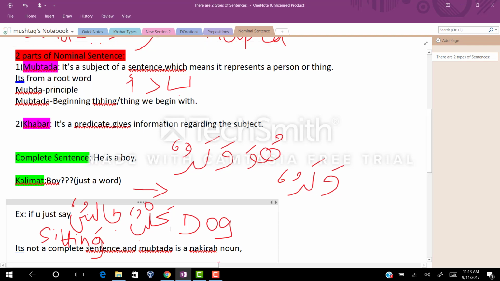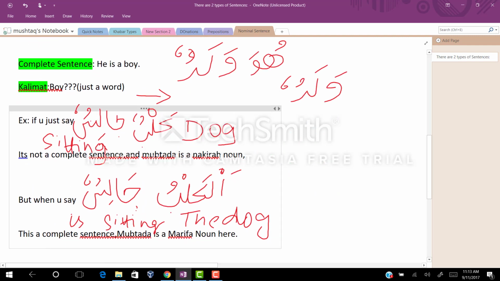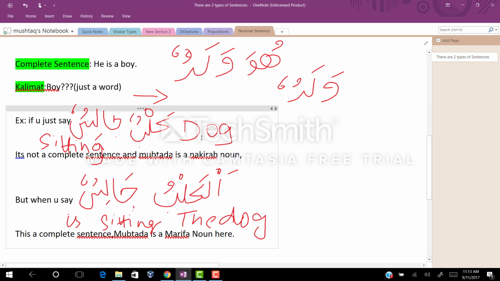For example, if you say just kalbun jalisun, you're saying dog sitting. It's not a complete sentence because the mubtada is a nakira noun here. What does the rule say? The first noun should be a marifa noun. If you just say kalbun jalisun, it's a sitting dog, it's not making a complete sentence. But when you say al kalbu jalisun, what did you do? To the nakira noun kalbun, a dog, you put an al, so the tanween drops and it becomes a marifa noun. It becomes the dog. It becomes al kalbu jalisun.